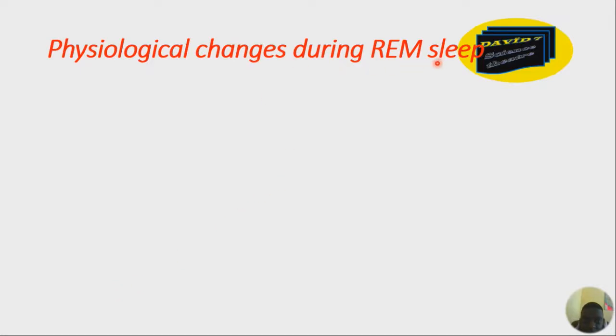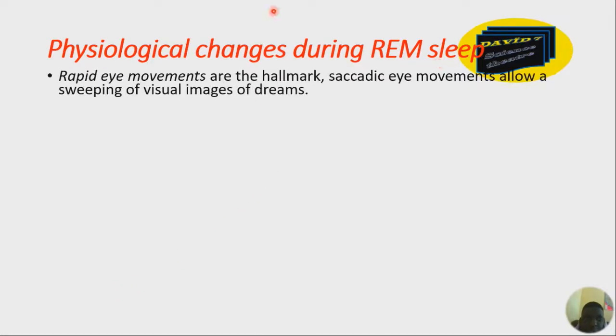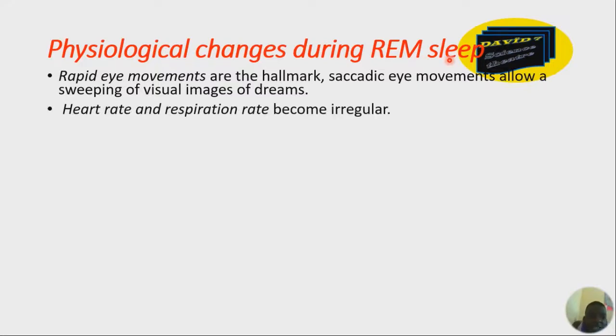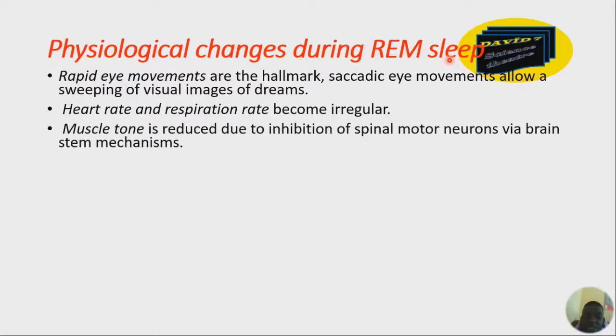Physiological changes during REM sleep. First, the rapid eye movements are the hallmark. Saccadic eye movements allow the sweeping of visual images of dreams. So in this stage, the person is dreaming, and to sweep away the visual images of dreams, rapid eye movements will occur. And that's why it's called REM sleep. Heart rate and respiration rate become irregular.